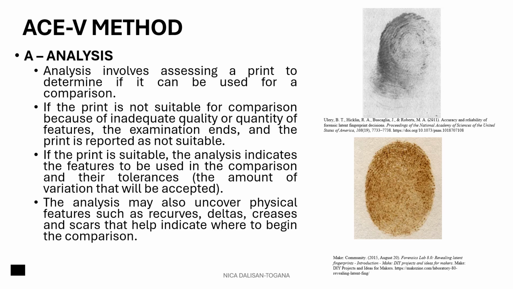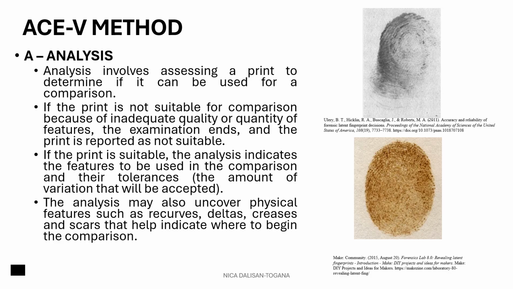The examiner first determines if the print is clear enough for analysis. This includes looking at factors like clarity, visibility of ridge patterns, and the presence of any smudges or distortions. If a print is too blurred or incomplete, it may be challenging to proceed with an accurate comparison. Hence, the examination ends, and the print is reported as not suitable.